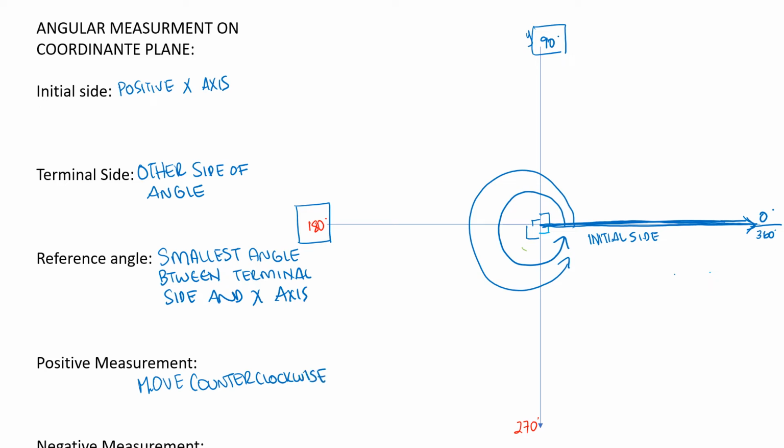Negative measurement would be starting at the same place. You have the same initial side, but if you move clockwise, so for example, this would be a negative 270 degrees because I am moving clockwise. So negative measurement is moving clockwise.